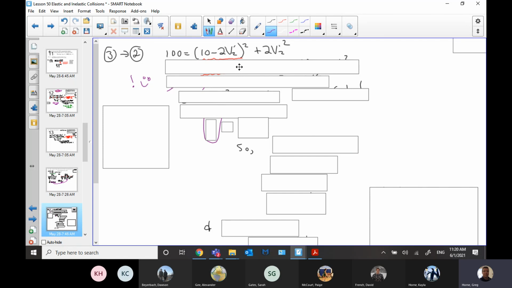Specifically, I might want to point out that this underlined red part here does not become 100 minus 4 V2 prime squared. Emphasizing here with the red, if you have (A minus B) squared, that is not equal to A squared minus B squared. That is a very common mistake that people make.